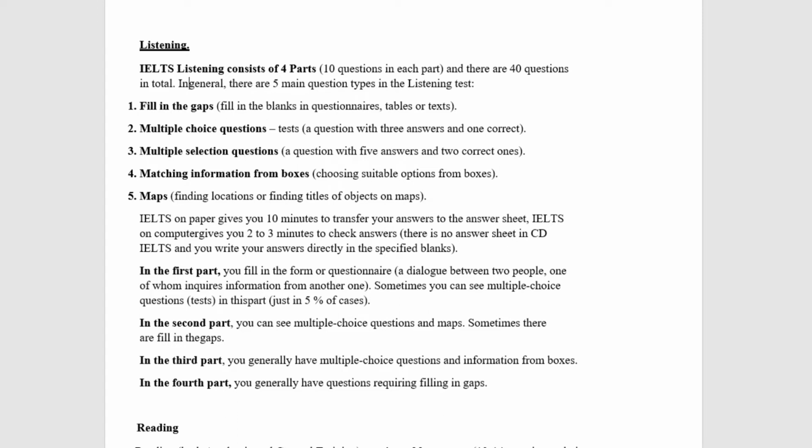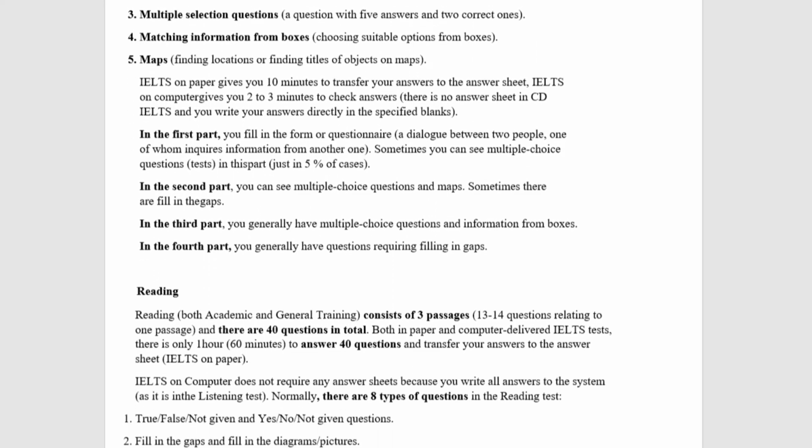You can take IELTS on computer and paper, and we will have a specific video for you to choose which exam format is more suitable for you. Okay, now let's turn to the second part.